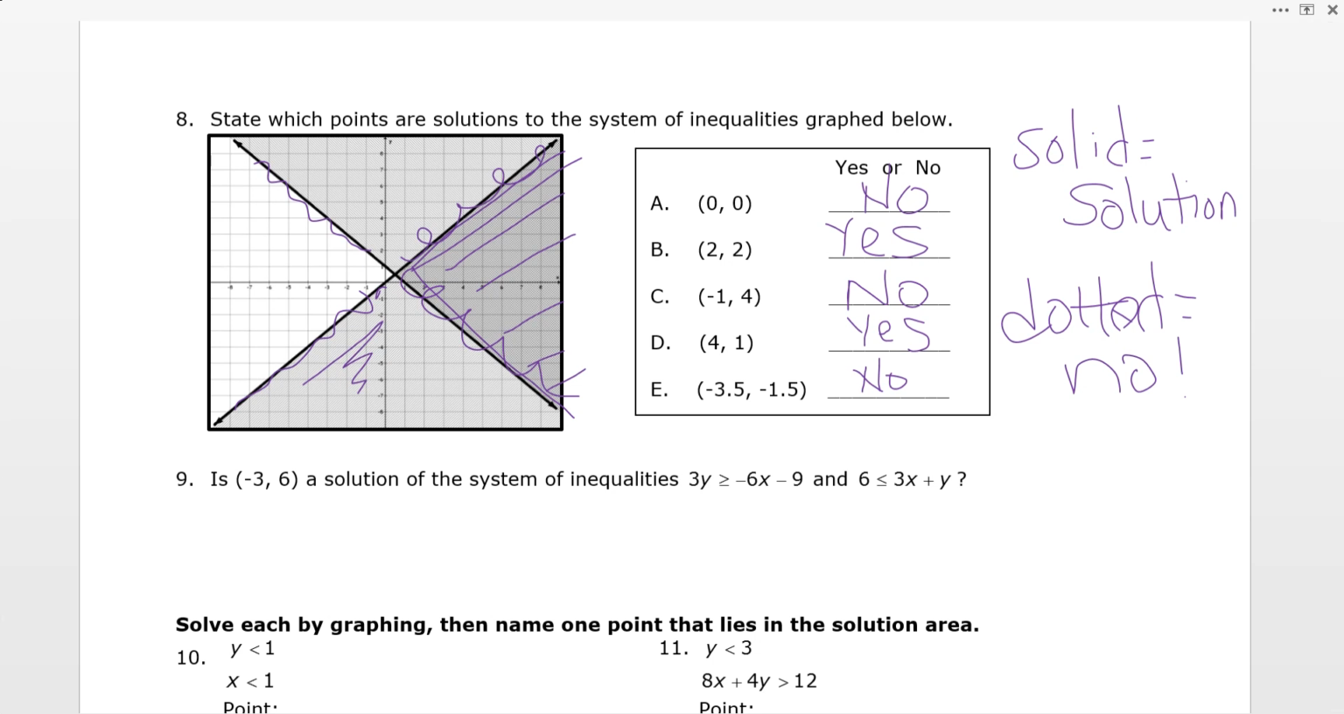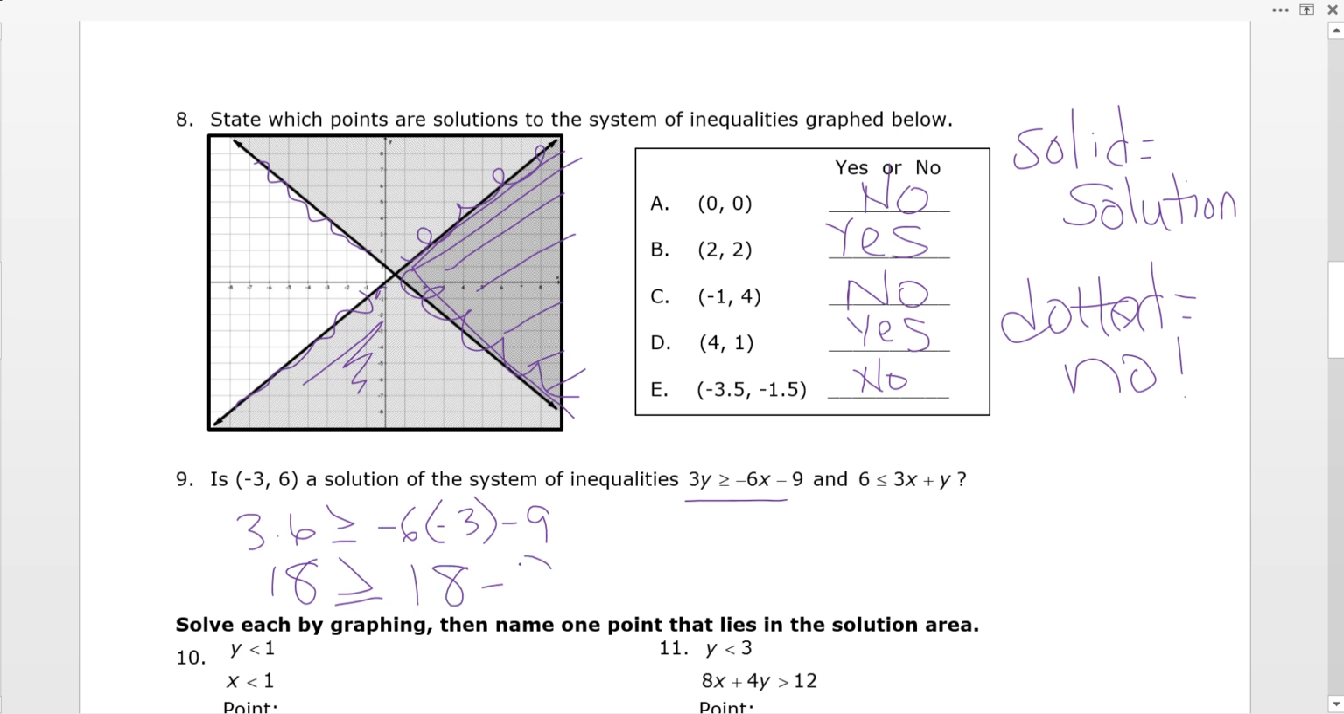If you're looking for a solution, excuse me, and you don't have a graph, you can always substitute the numbers into the inequality and see if they come out true. So let's put -3, 6 into this inequality right here. I'm going to have 3 times 6 greater than or equal to -6 times -3 minus 9. So I have 18 greater than or equal to 18 minus 9. That would be true because 18 is bigger than 9.